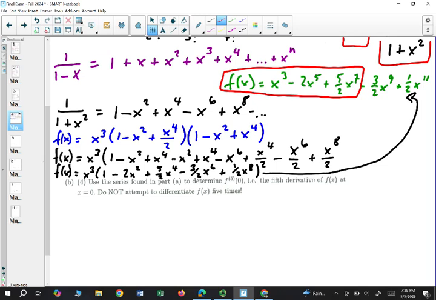Okay. So the way this is going to work, we're going to be focusing in on the fifth derivative, as they say, right? They don't want us to differentiate f of x 5 times, but they want us to focus in on the fifth derivative of x.